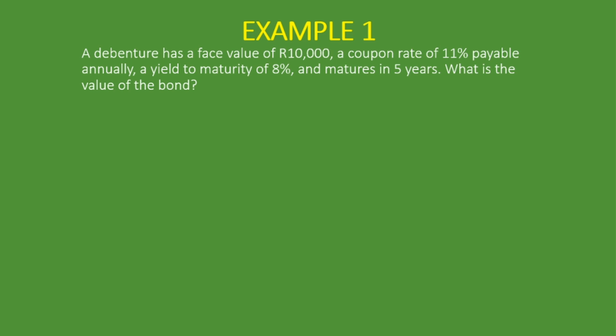Now, remember, the debenture has a face value of 10,000 Rand and you're paying a coupon rate of 11% annually and a yield to maturity of 8%. So now the first thing that we need to do for us to get the market value of the debenture is to calculate the interest payments that will be paid annually on the debenture. Well, remember, like I said before, we use the coupon rate to calculate the interest. So it's 11% times the 10,000 Rand and we'll get the interest.